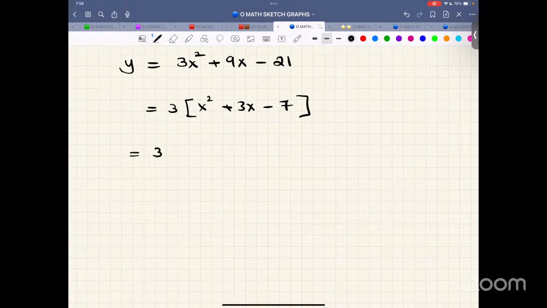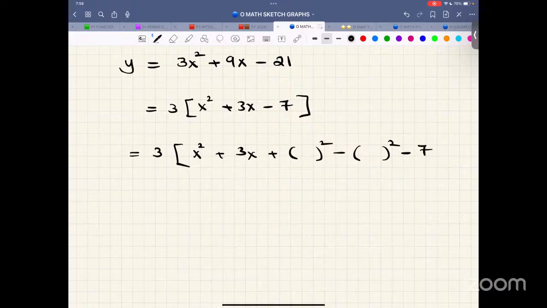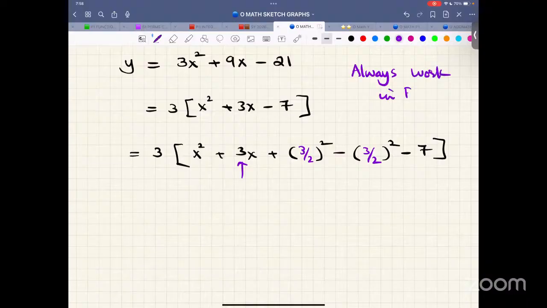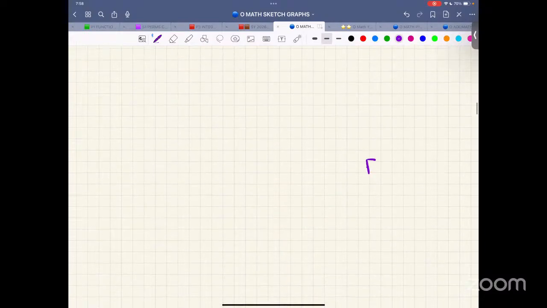This is the same thing, 3 common, x squared plus 3x plus bracket square minus bracket square minus 7. What goes inside the bracket? That is half the coefficient of x. So work in fractions always. It doesn't make a difference whether it's P1 or P2. In such a situation, always work in fractions because fractions are exact.